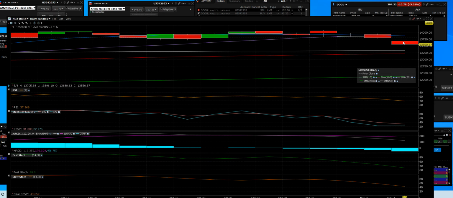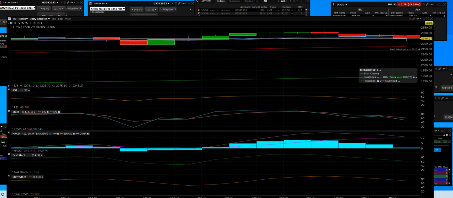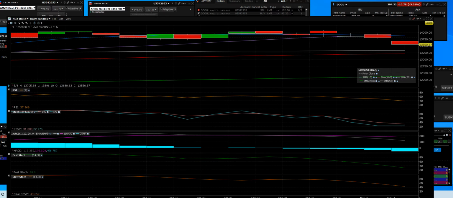And this first pullback, people have a shopping list and whatnot. And that's exactly what they were doing. So when you take a look at the Russell, the rut, we call it, it had a big down day. It had a $51 range. Remember that this NASDAQ 100 update, you had a 403-point range there.